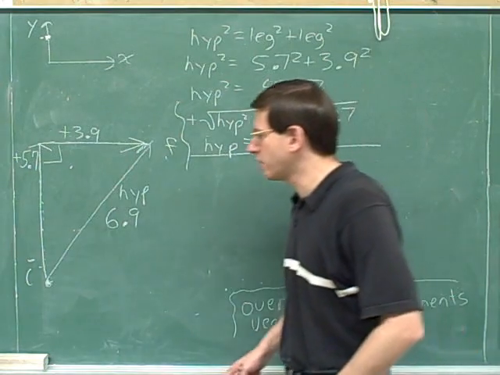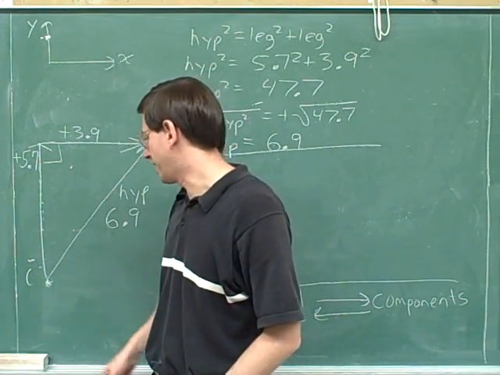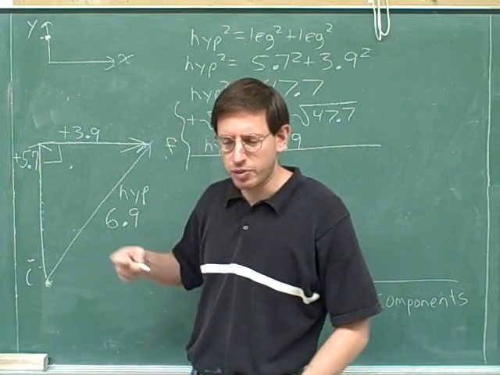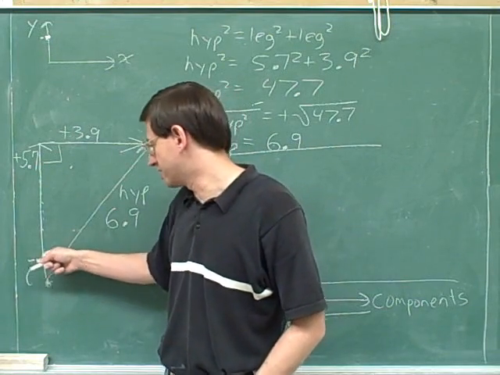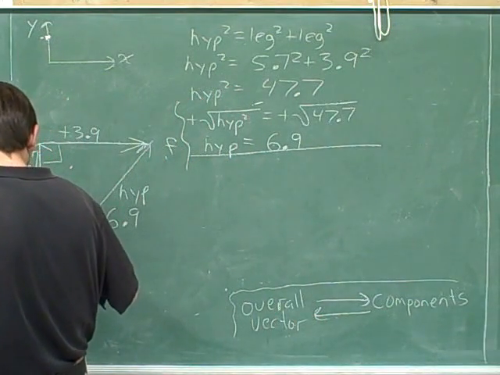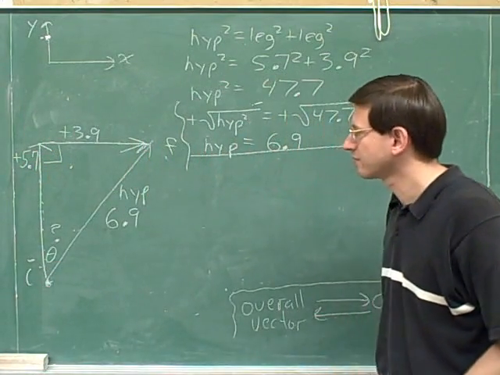Remember that we're not really done, though, unless we can also indicate this direction over here. How do we indicate the direction of an overall vector? By indicating an angle that it's forming. Well, this is the natural angle to try to work out, this angle down here.